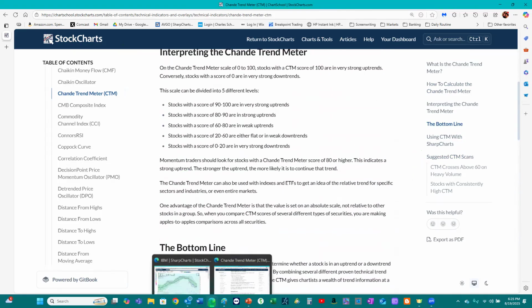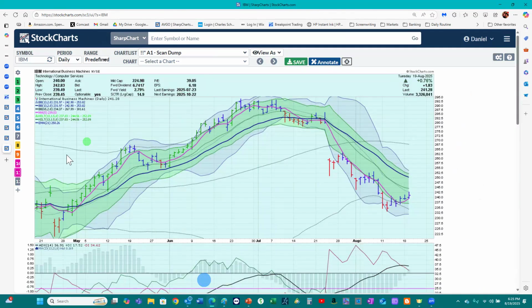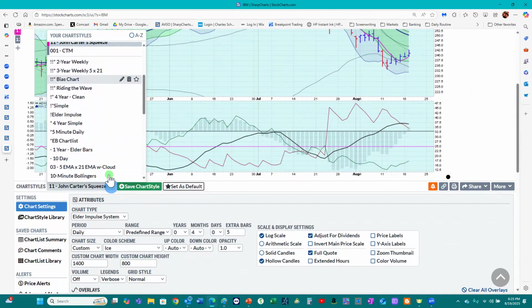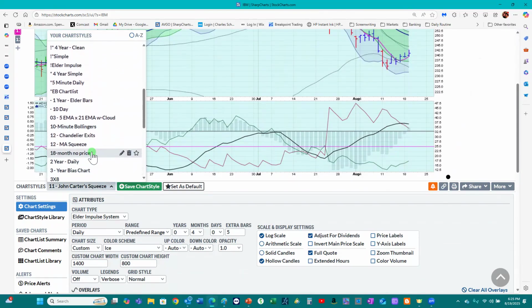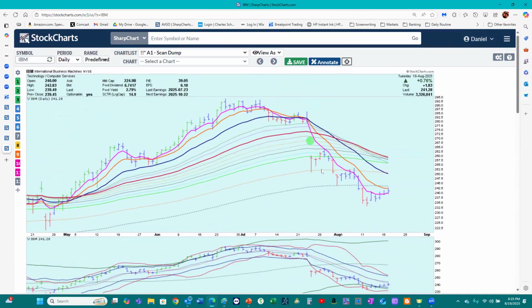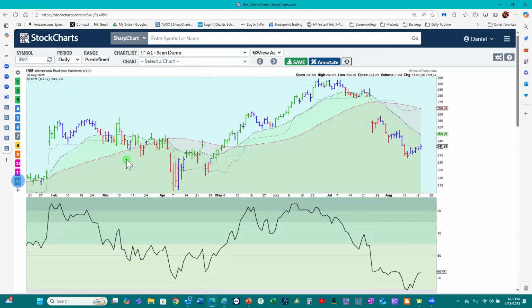Now, what I did was I took that idea and I created a new favorites button down here, number 12. Number 12 used to be just a number of moving average lines, which is still in my list right here. I call it the moving average squeeze. So this is what it used to look like. It shows you all the moving averages together. But now what I've done is put the trend meter in here. So now on any particular stock, I can look at the trend meter.